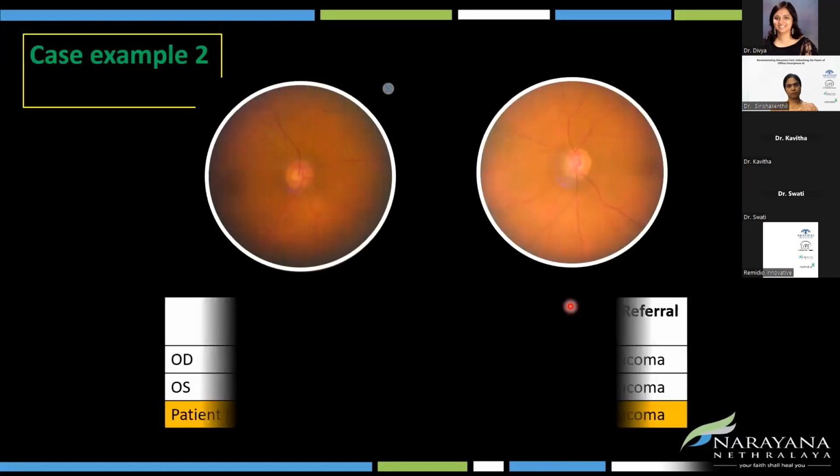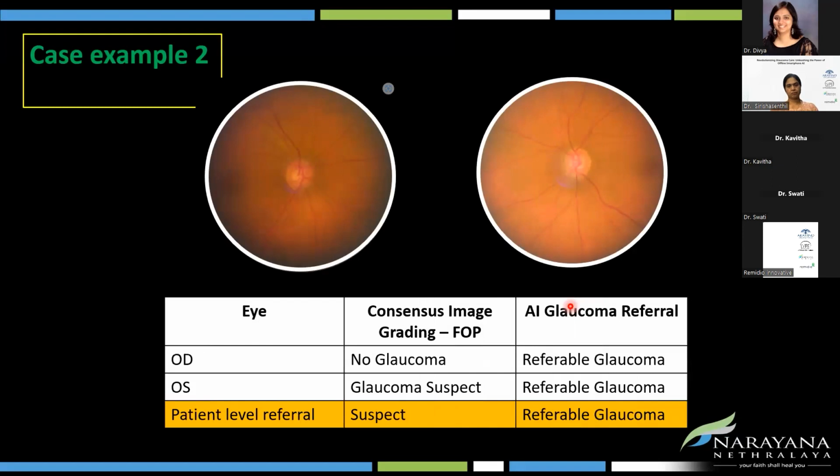So this is the second example. At the end of a consensus image grading, it was no glaucoma in the right eye and glaucoma suspect in the left eye.